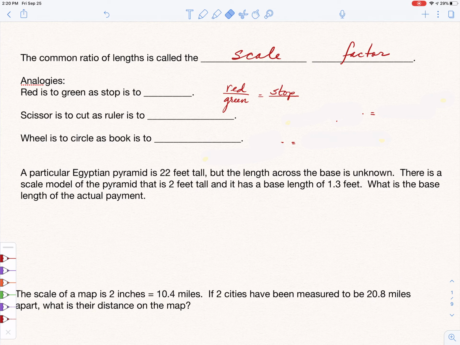So do the same thing for the next two. Scissor is to cut as ruler is to, and then the third one, wheel is to circle as book is to, and I'll let you fill in the blank for that.